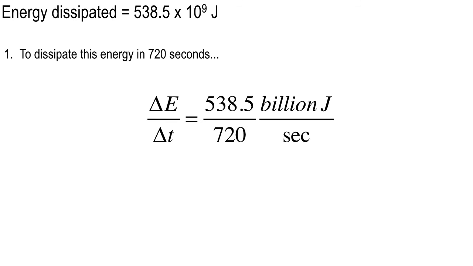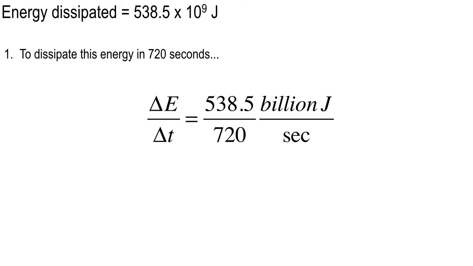So here's your energy dissipated. 538.5 times 10 to the 9 joules. That's a billion. 538.5 billion joules. And you've got to dissipate that in 720 seconds. Now, side concept, power. Delta E over delta T is known as the power or the dissipation rate. Okay? And it's measured in joules per second.